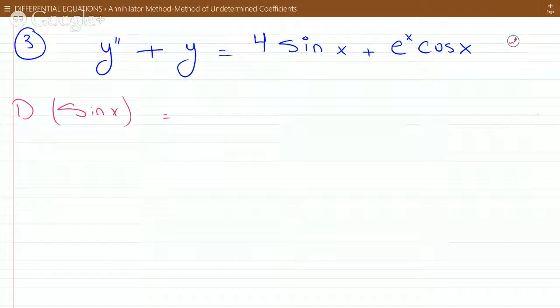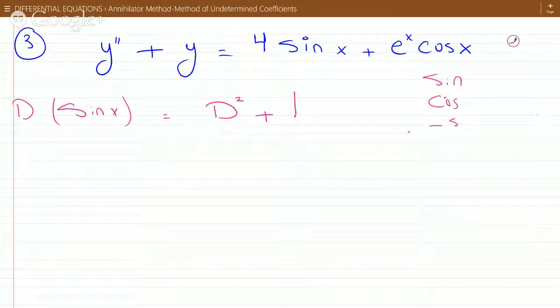the derivative of cosine is negative sine. So that would be D squared, the second derivative, plus the original, so plus 1. So the annihilator for sine is D squared plus 1, because the second derivative of sine plus sine gets you 0. Because they go sine, cosine, and then minus sine. So this is the first derivative, this is the second derivative, so this is D squared plus the original. If you add these two, you get 0.